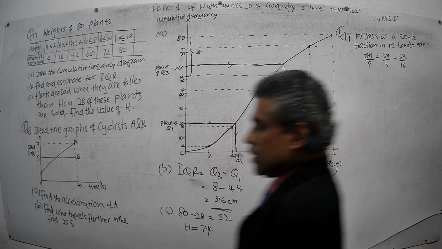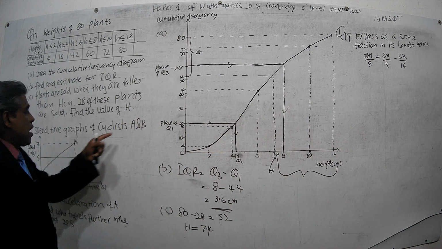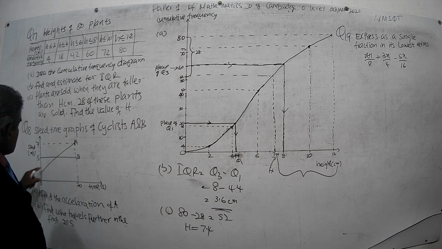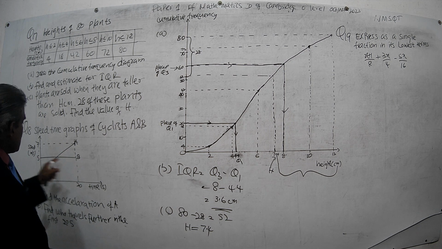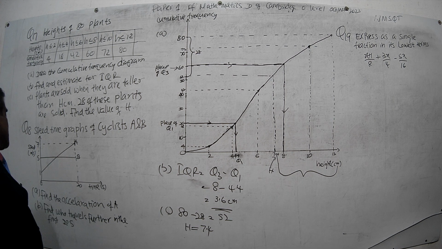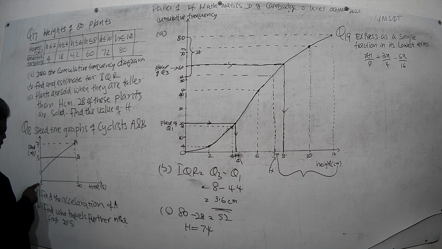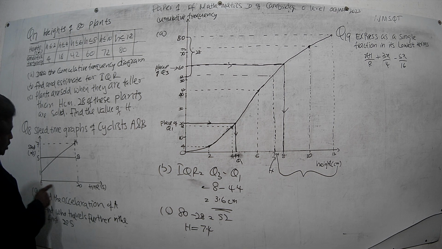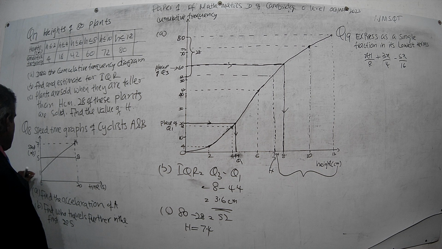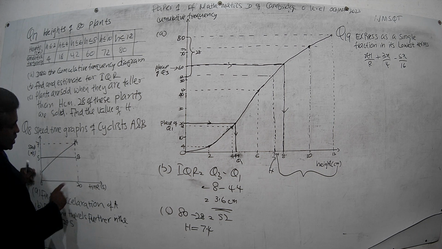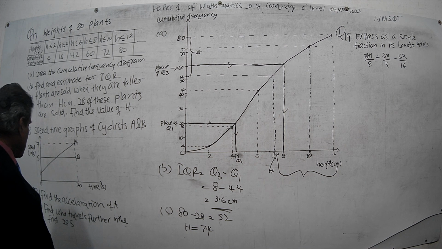Now Q18, they say that speed time graph for two cyclists A and B. They have given here A's speed time graph. This is B's speed time graph, that is a graph parallel to the horizontal time axis, right? Here B has maintained the same speed, 5 meters per second, over the first 20 seconds period, 0 to 20. But A has increased its speed from 1 to 7 within the first 20 seconds period, right?